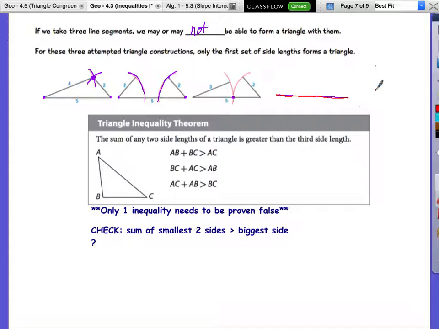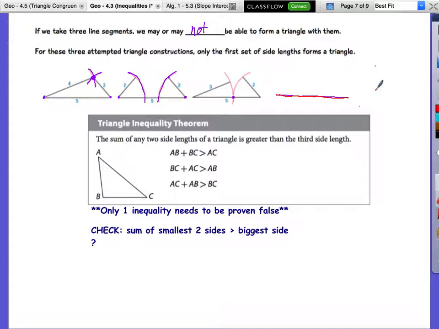Now we have this triangle inequality theorem that's written on your paper for you. The sum of any 2 side lengths of a triangle is greater than the third side length. So if you take anything that's actually a triangle and you add 2 of the side lengths together, regardless of which 2 you add, it's going to be greater than the third. And it has to be true every time.